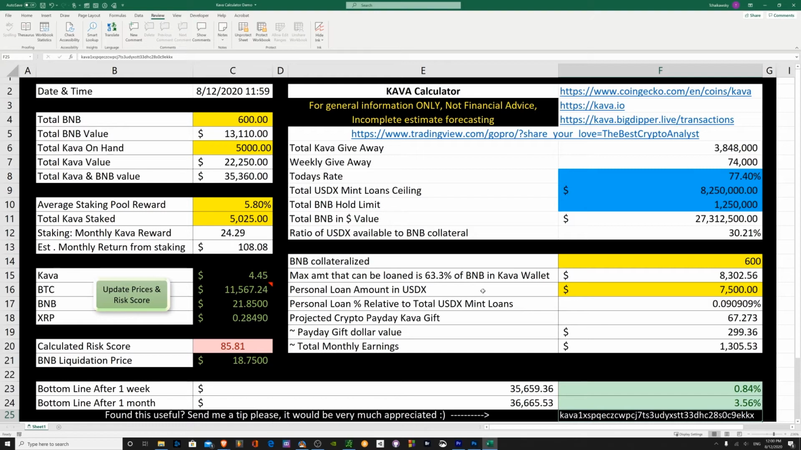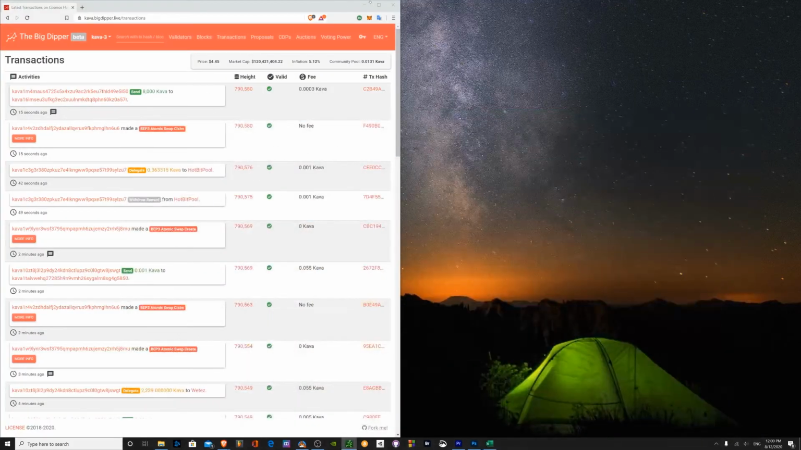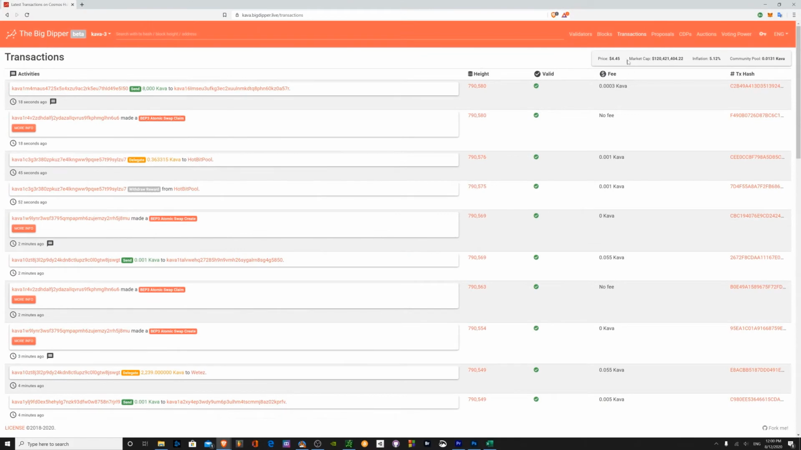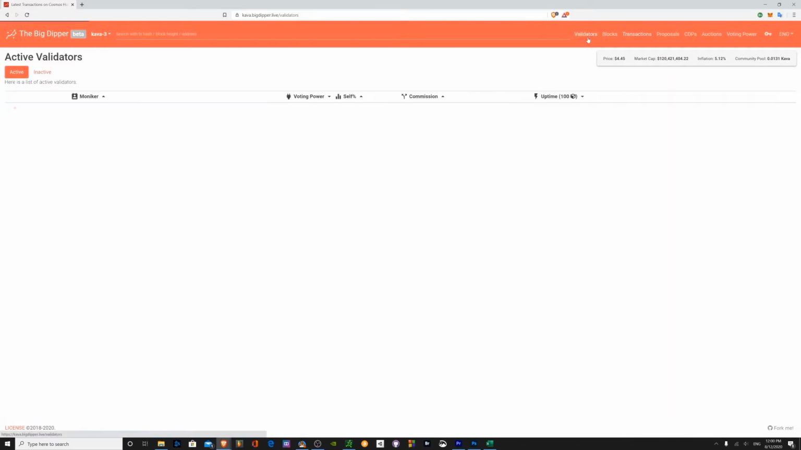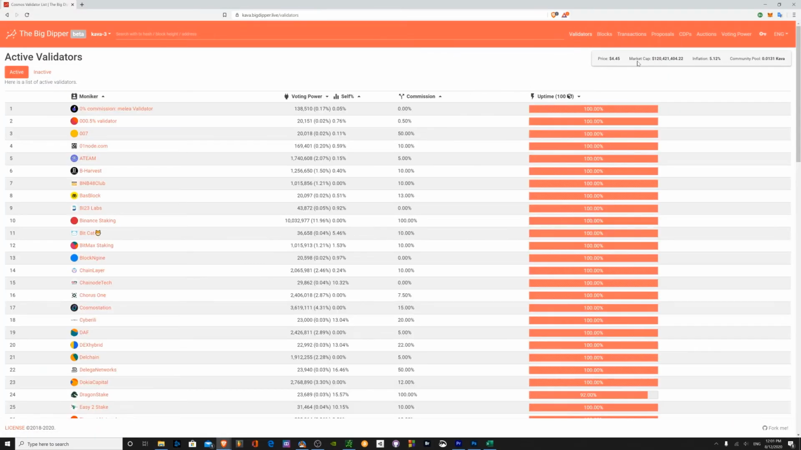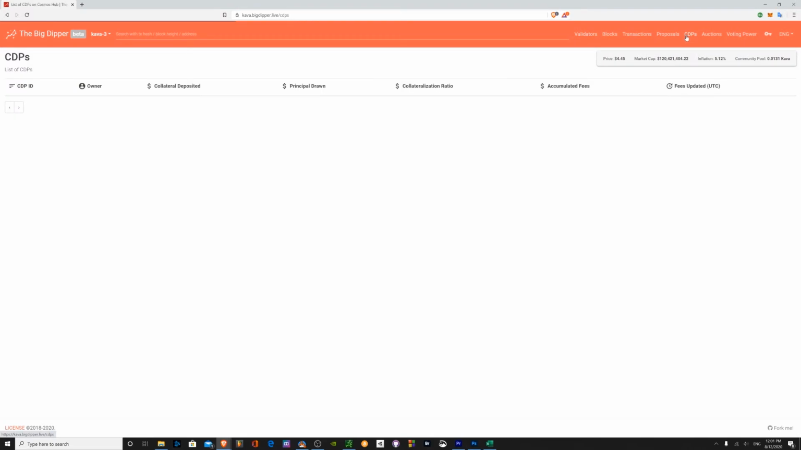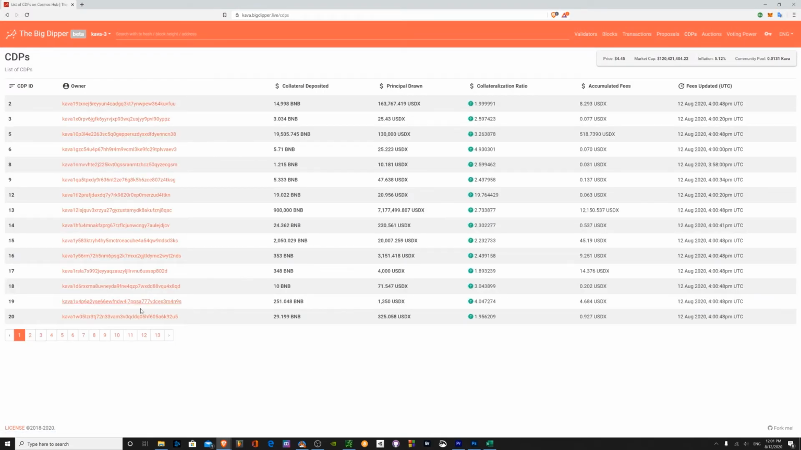Now there's a small stability fee. It's really small, and we can take a look at it by checking out some of these wallets on the chain here. So by clicking on this option right here, the Big Dipper, it'll take you to this page. It'll probably show up here at the validator section. And from there, you can take a look at CDPs. So let's take a look at some of these CDPs. There's like 13 pages of them.